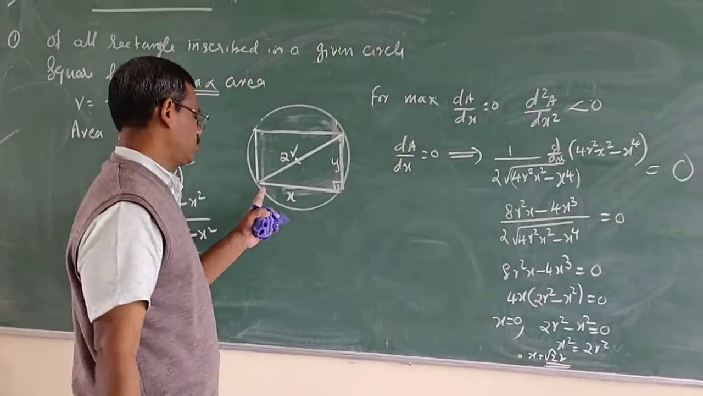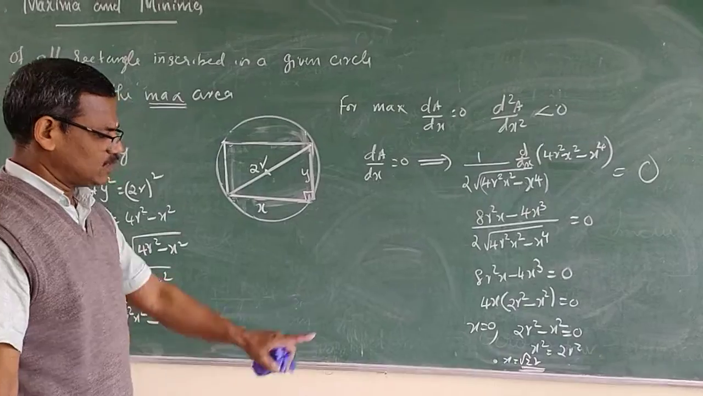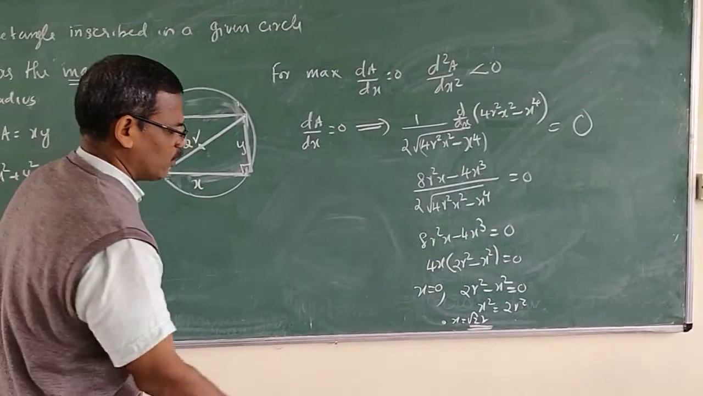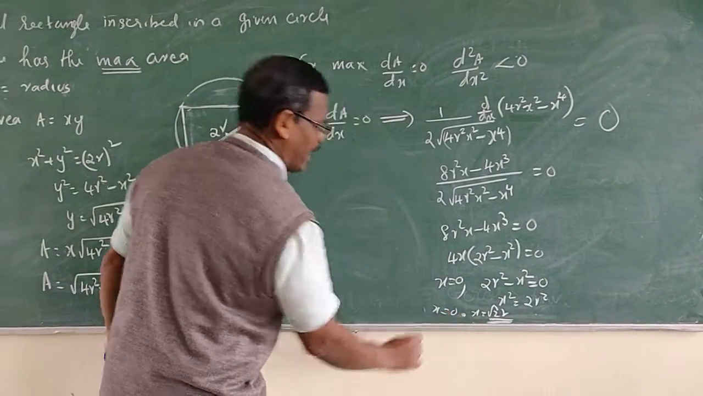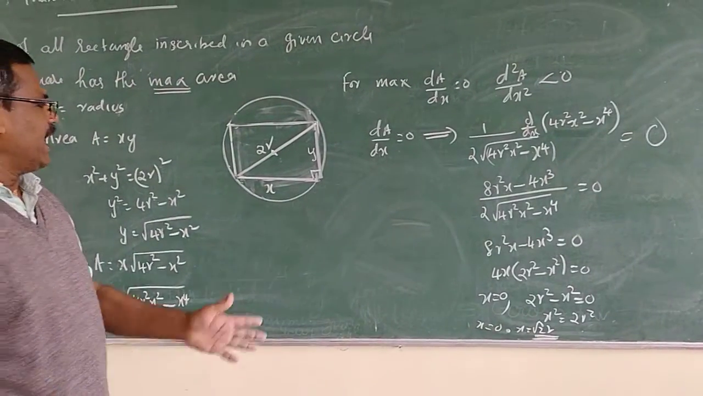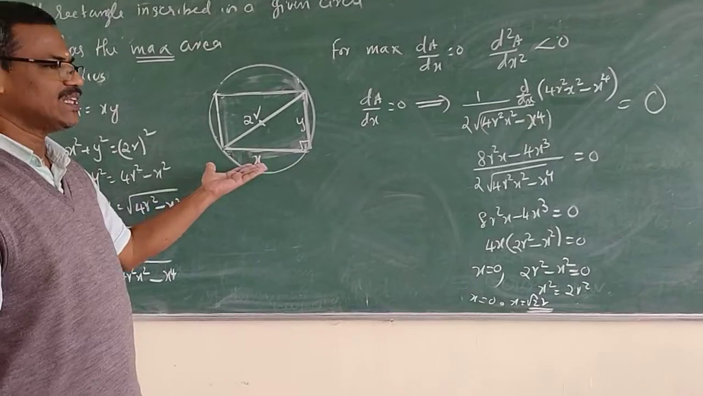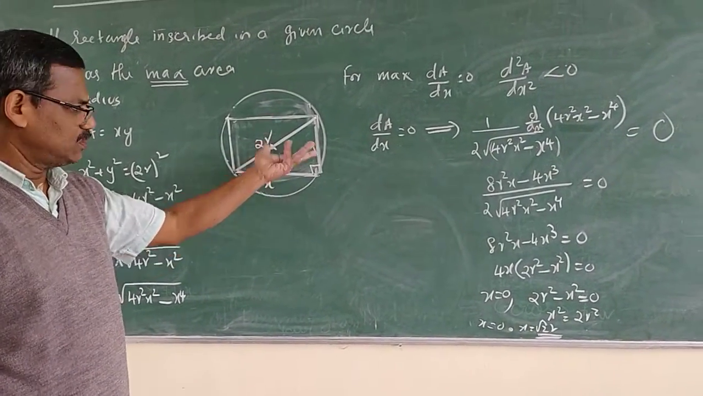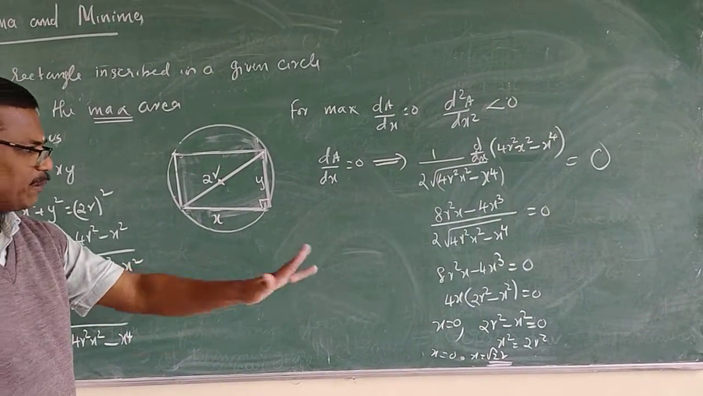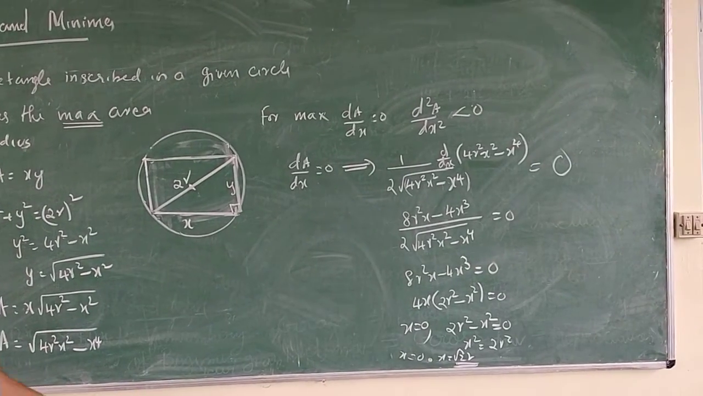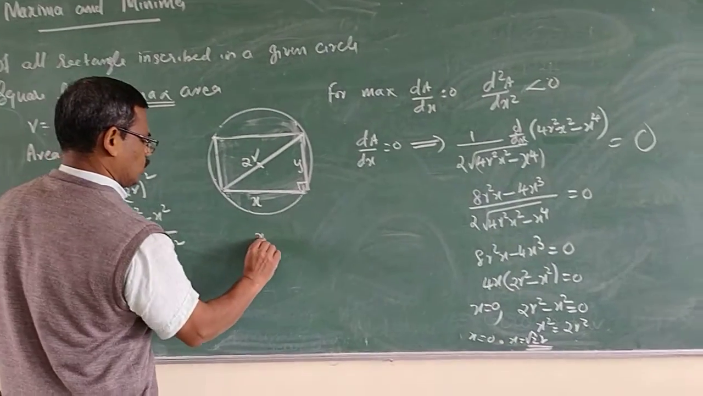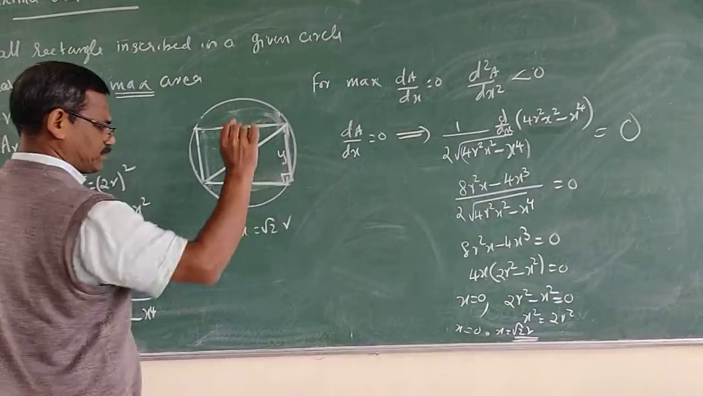So it will never become negative. So I put x = √2r. So you have two values, x = 0 and x = √2r. And x = 0 is also not possible, because when x is equal to 0, the length of the rectangle becomes 0. There is no rectangle at all. So the only possible value is x = √2r.